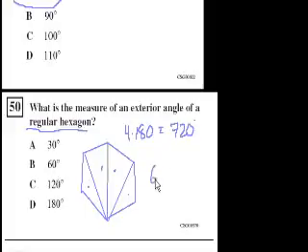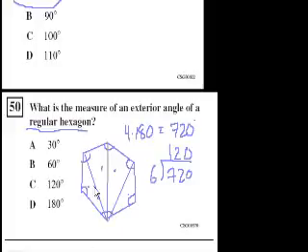720 divided by 6. 6 goes into 72 12 times, right? So each of the interior angles of this regular hexagon is going to be 120 degrees. I know I didn't draw it that regular, but we can assume that all of these are each 120 degrees. Fair enough.